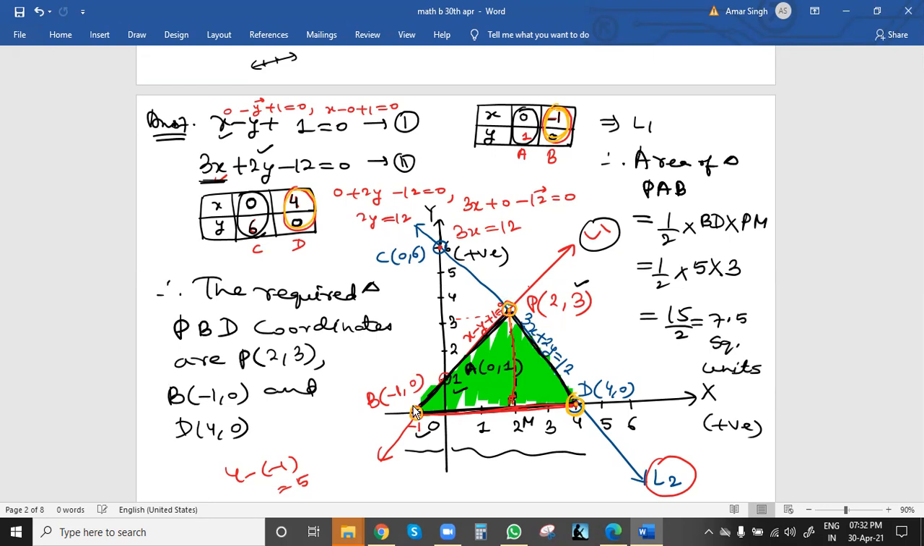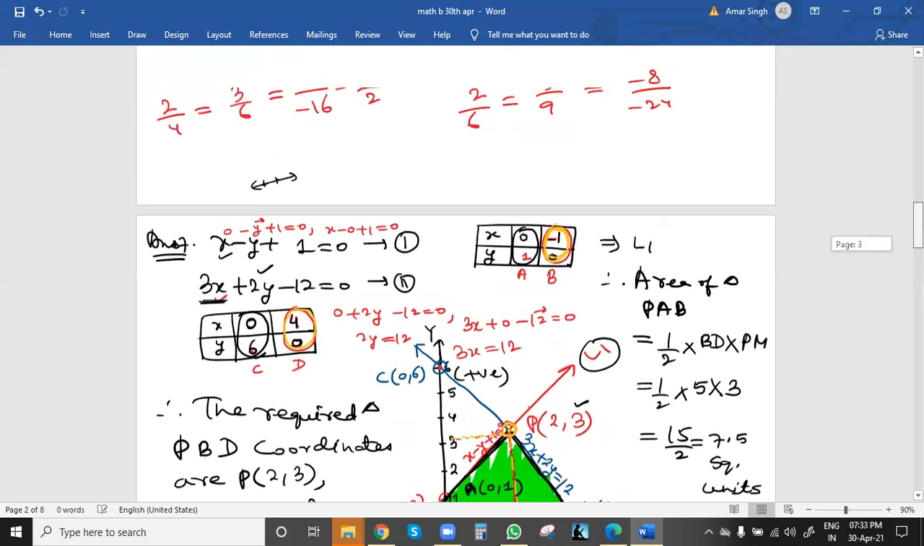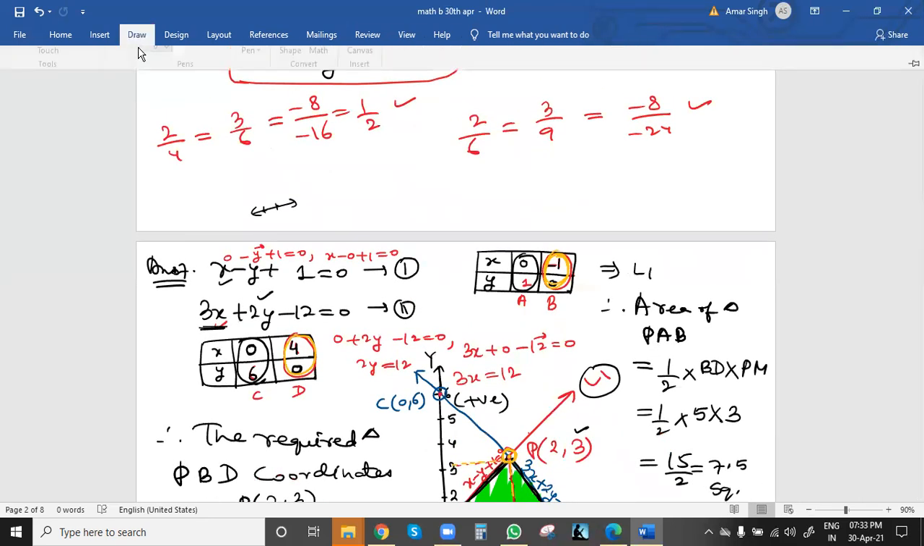For P point we can extend and draw a perpendicular line on the x-axis. This will meet at 2 on the x-axis and 3 on the y-axis, because if we have proper scaling, then x will be 2, y will be 3. Also, if you don't find these values from the graph, then we can solve these equations. Solving will also give you the coordinates.